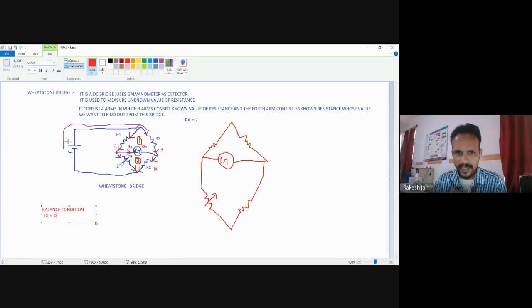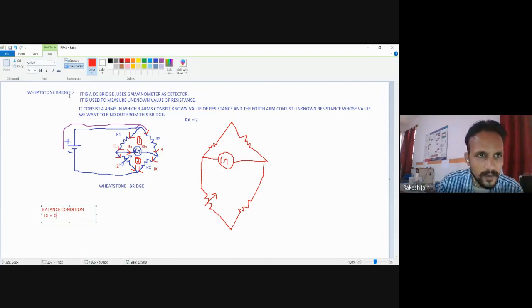It will automatically happen. When we change linearly the R2 value of resistance, that is a variable resistance, automatically the galvanometer current at one extent will be equal to zero. The current value is zero. That is known as null condition.